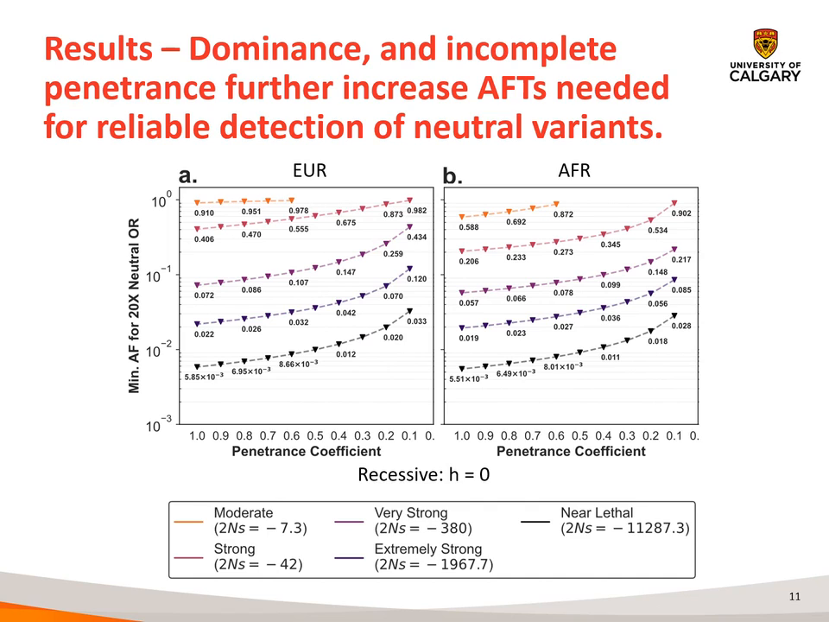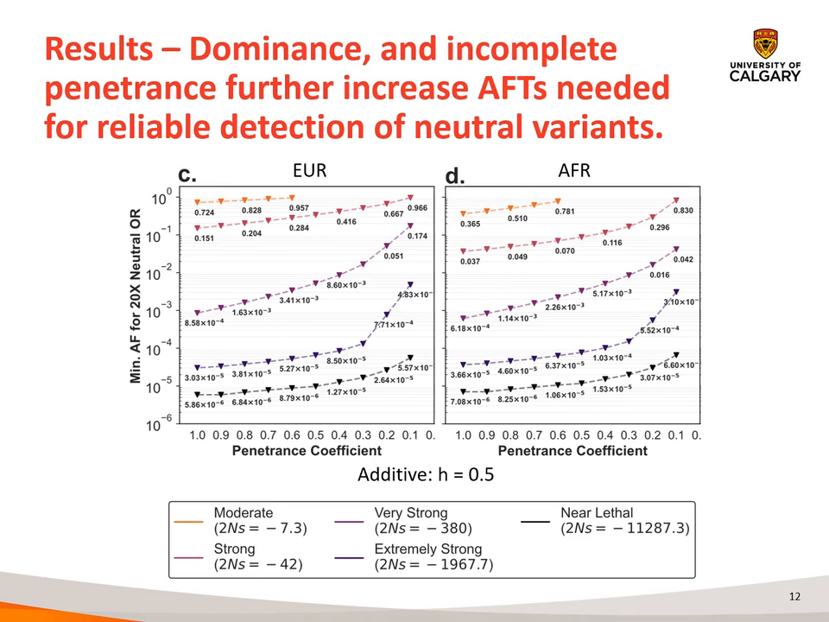The last finding I will be discussing today is the impact dominance and incomplete penetrance have on a deleterious variant's ability to persist in the population. Perhaps unsurprisingly, deleterious variants under a recessive model are able to achieve remarkably high allele frequencies in the population, which is further compounded by incomplete penetrance. The same is true for variants under an additive model. However, the more strongly deleterious variants at least achieve 20x neutral odds ratios at much more reasonable allele frequency thresholds.